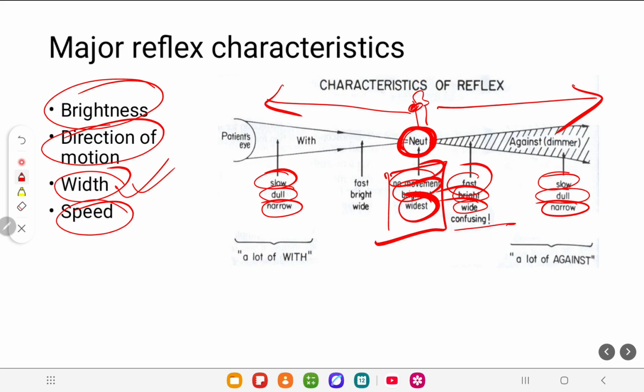And another thing: if the focus is here, and you place the retinoscope peephole here, at that point it will always be against movement.